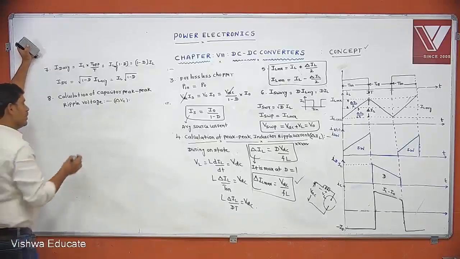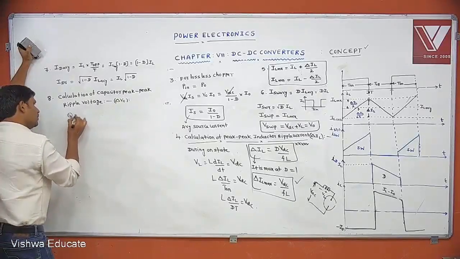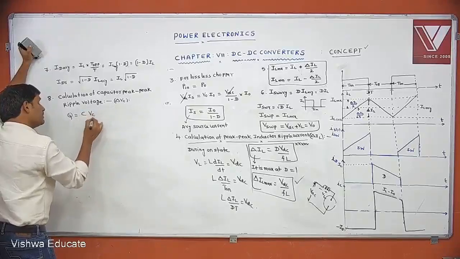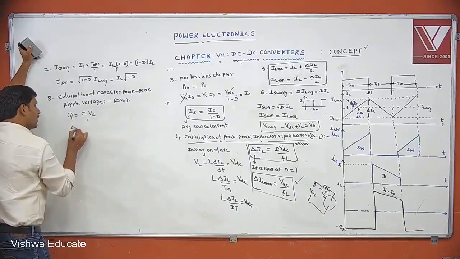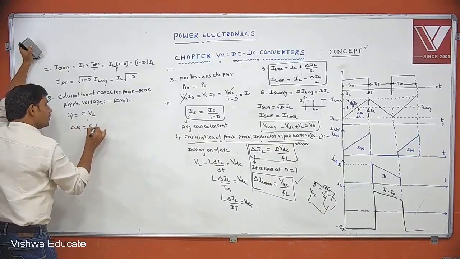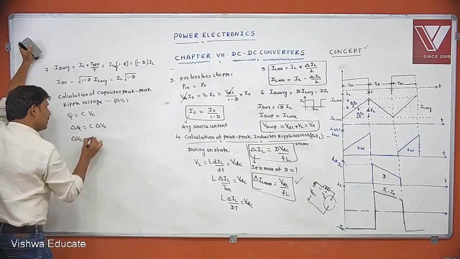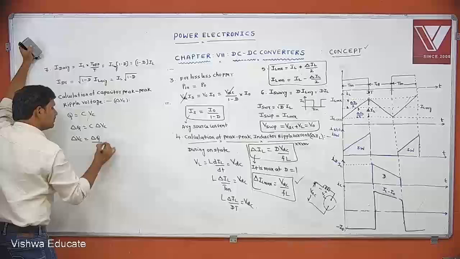Then, you know that Q equal to C into VC. Then delta Q equal to C into delta VC. Then what is delta VC equal to? Delta Q by C.